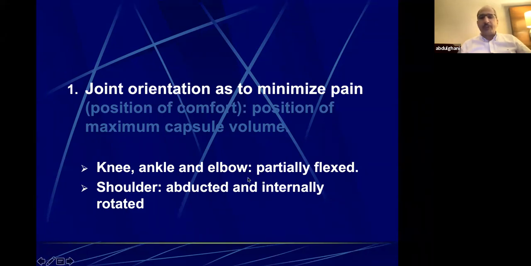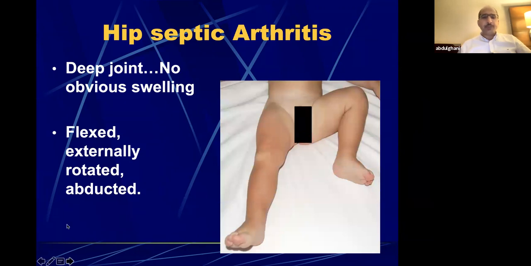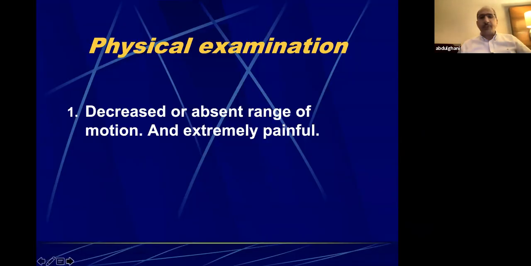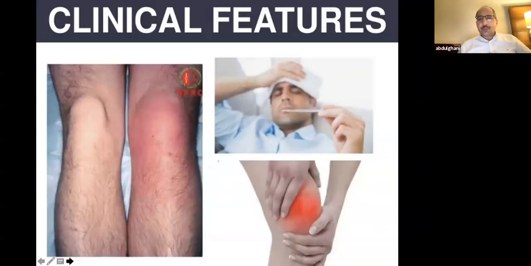For example, the knee, ankle, and elbow are going to be partially flexed, whereas the shoulder is going to be abducted and internally rotated. In case of the hip, it's going to be flexed, externally rotated, and abducted. Because the hip is a deep joint, there won't be any obvious swelling, so you have to be careful about that. This is an example, the child obviously keeping that particular posture, and septic arthritis actually is the diagnosis. You have to remember, there will be decreased or absent range of motion, and it is extremely painful. So that is one of the key pathognomonic features of septic arthritis.